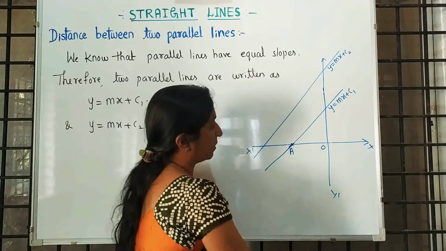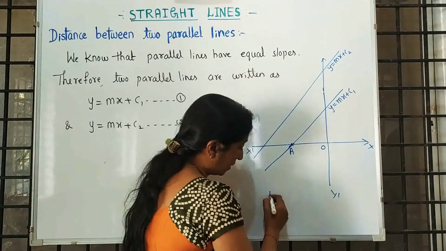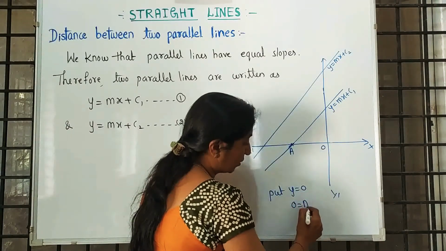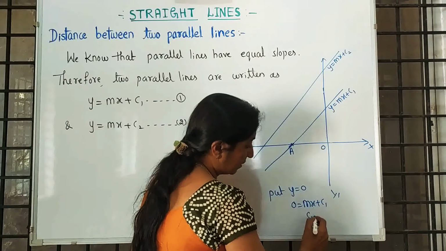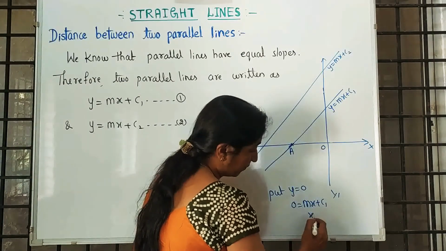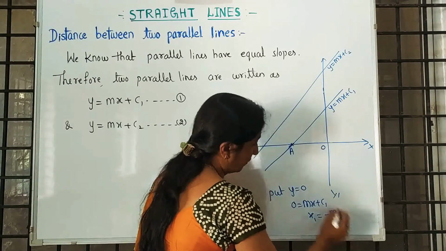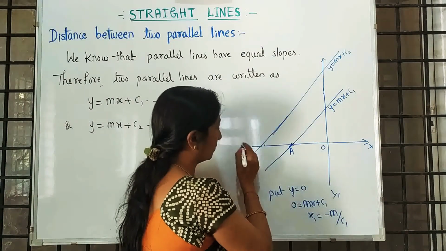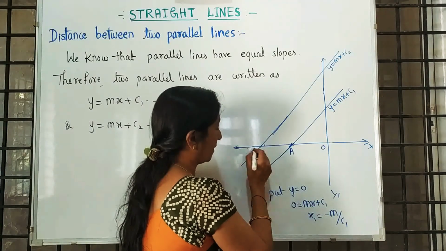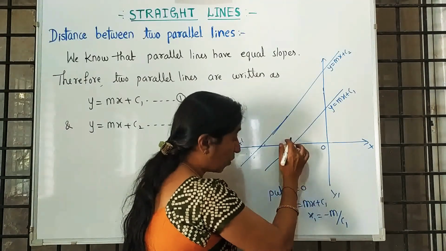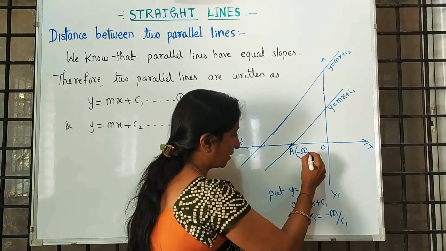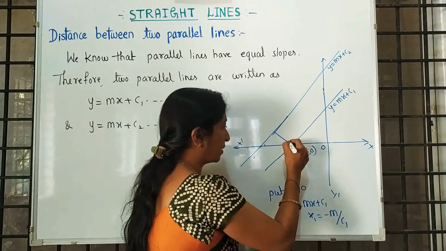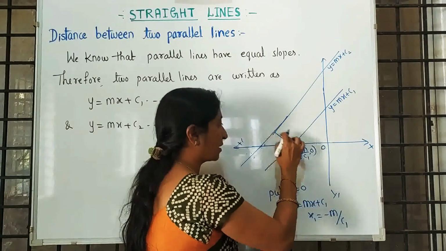Any point on x-axis means y value is 0. In this, if you write y is equal to 0, what happens? 0 is equal to mx plus c1. That means x is equal to minus c1 upon m. So this point is on x-axis. So it is minus c1 upon m comma 0. And draw the perpendicular. See, this is perpendicular to this line.